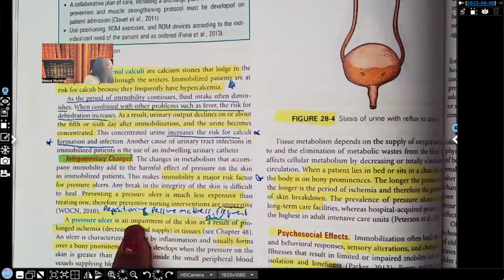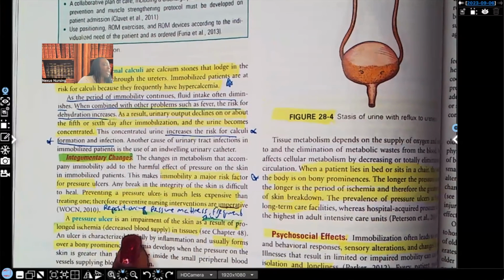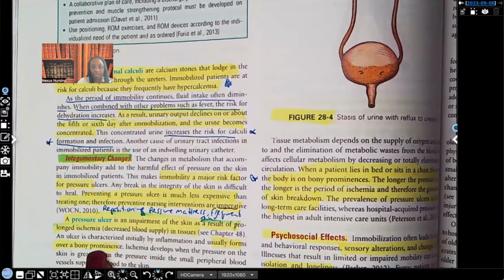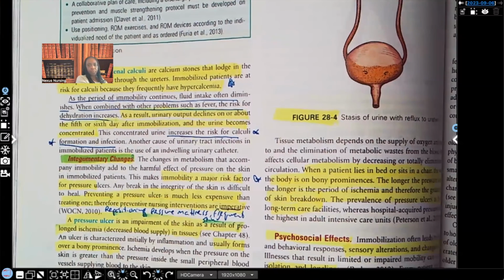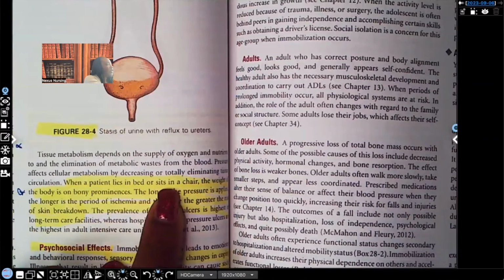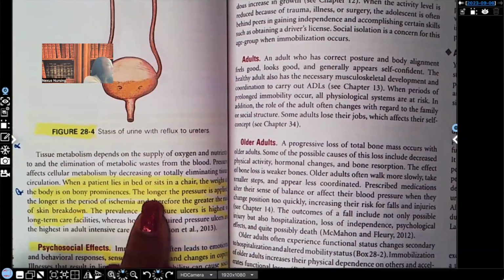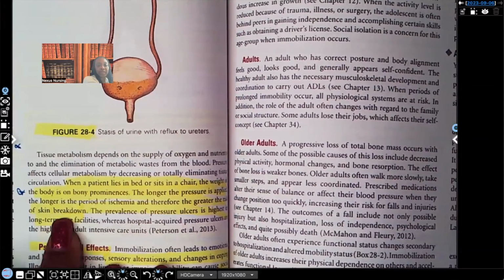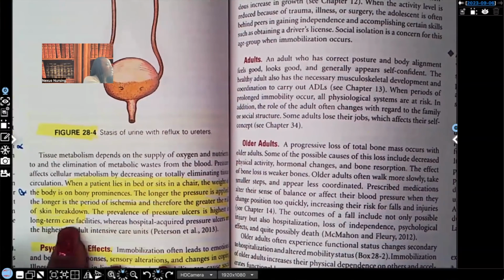A pressure ulcer is an impairment of the skin as a result of prolonged ischemia. This is decreased blood supply in the tissues. This usually forms over bony prominences, such as the elbow, the heels, the sacral area. When a patient lies in bed or sits in a chair, the weight of the body is on bony prominences. The longer the pressure is applied, the longer is the period of ischemia, and therefore the greater the risk of skin breakdown. The prevalence of pressure ulcers is highest in patients that are in long-term care facilities.